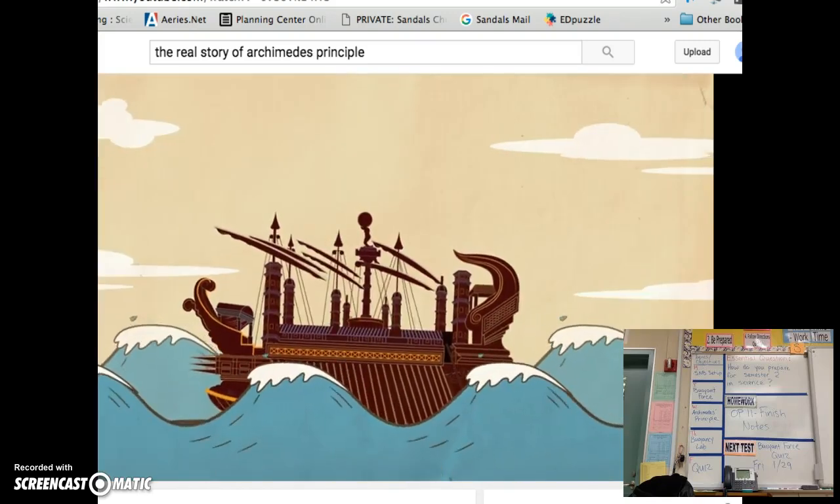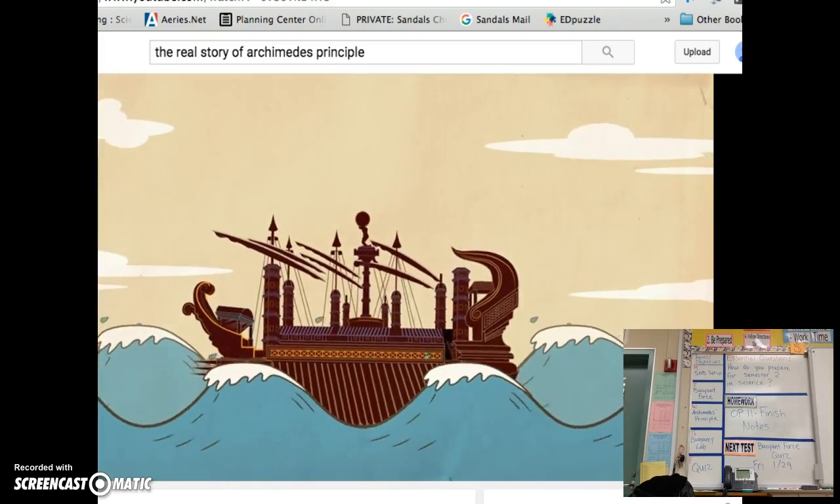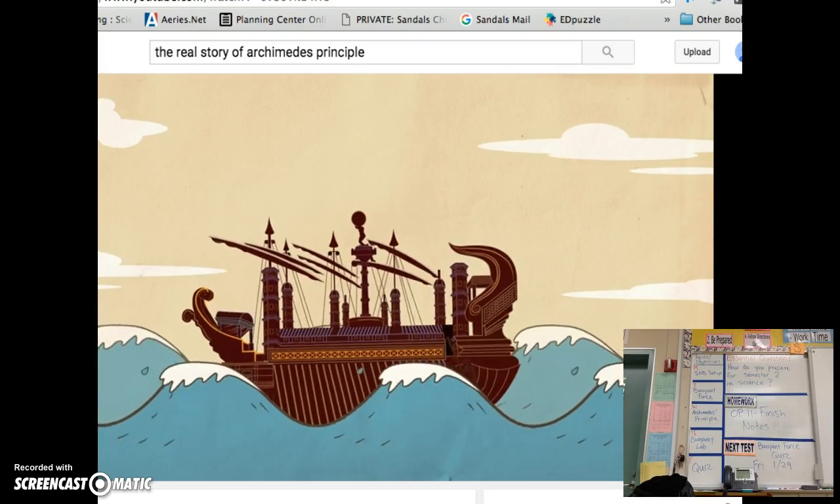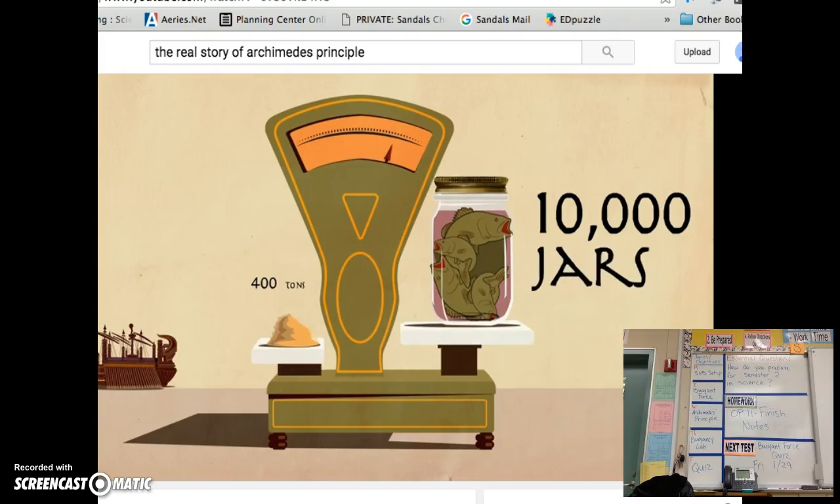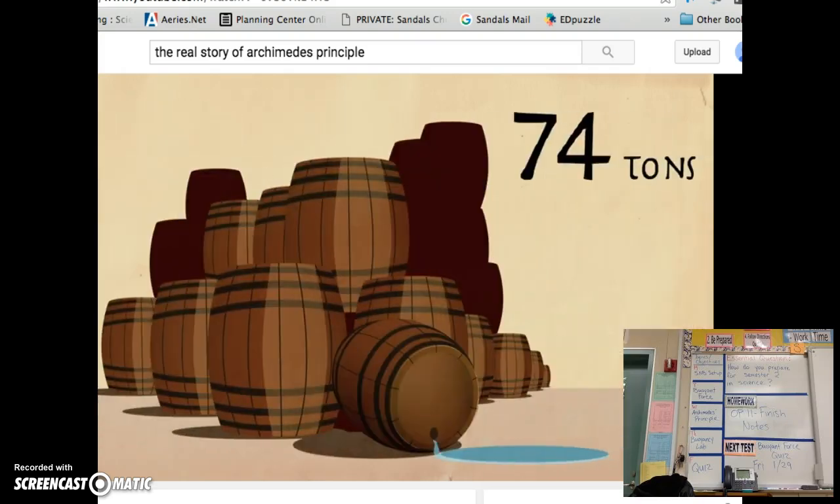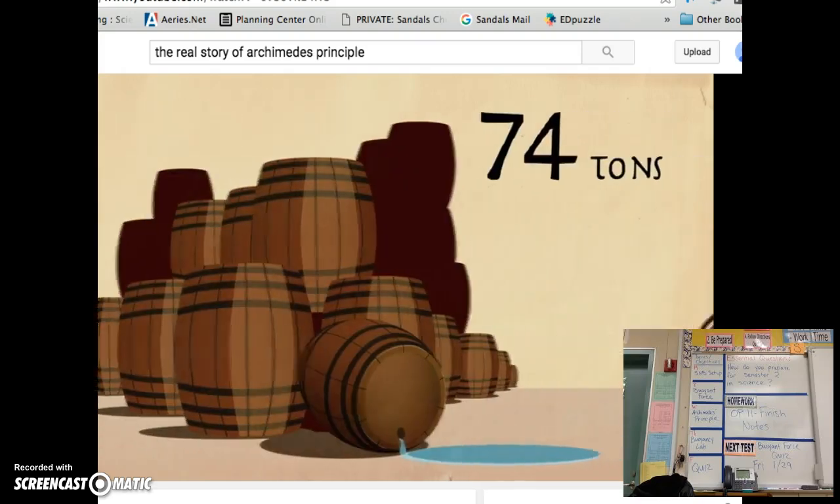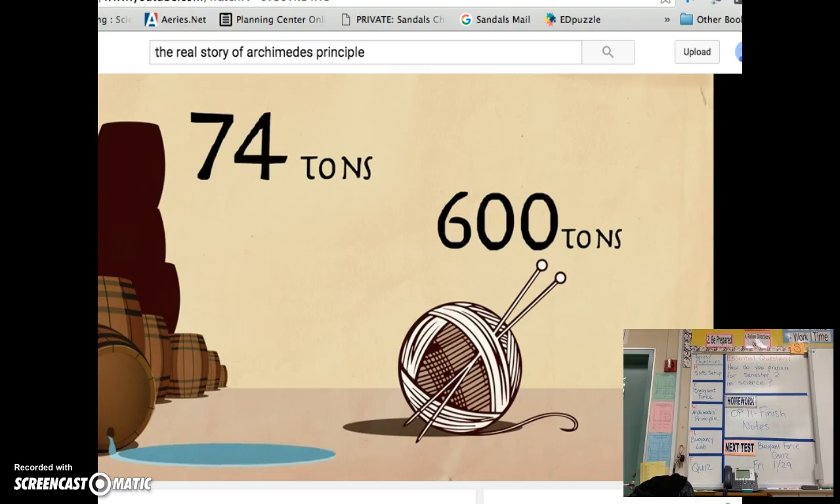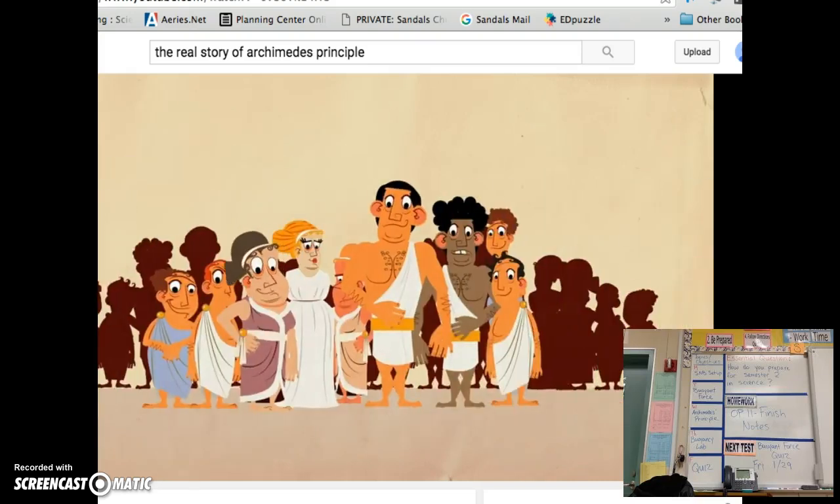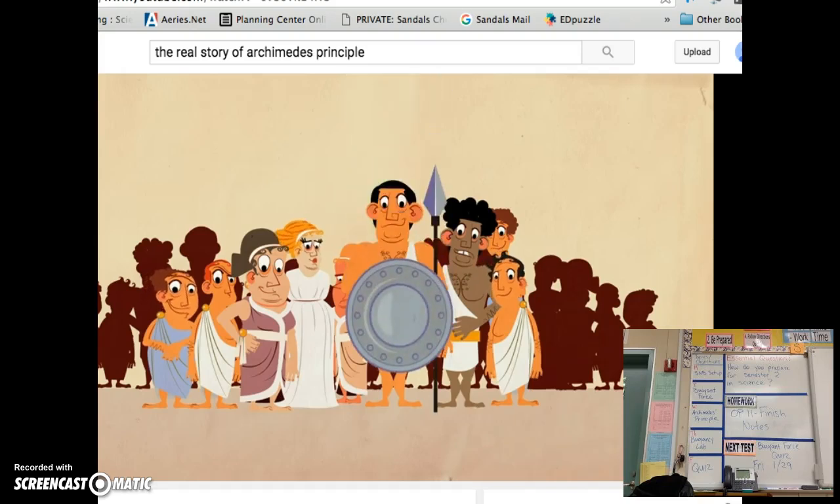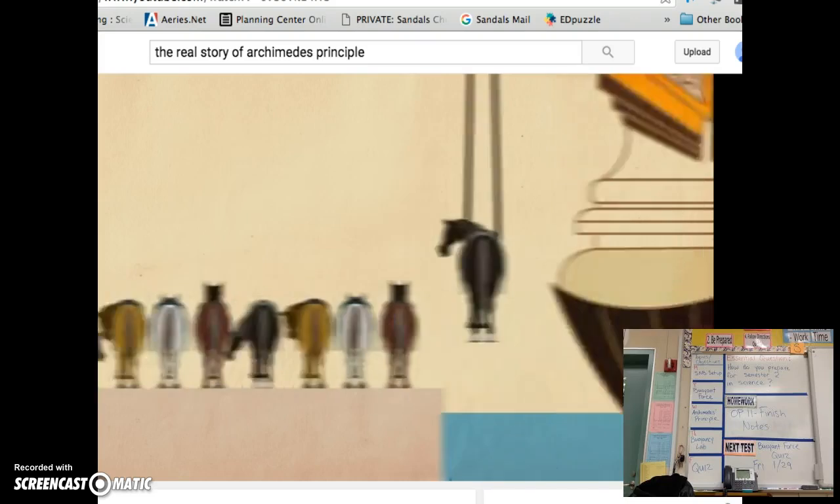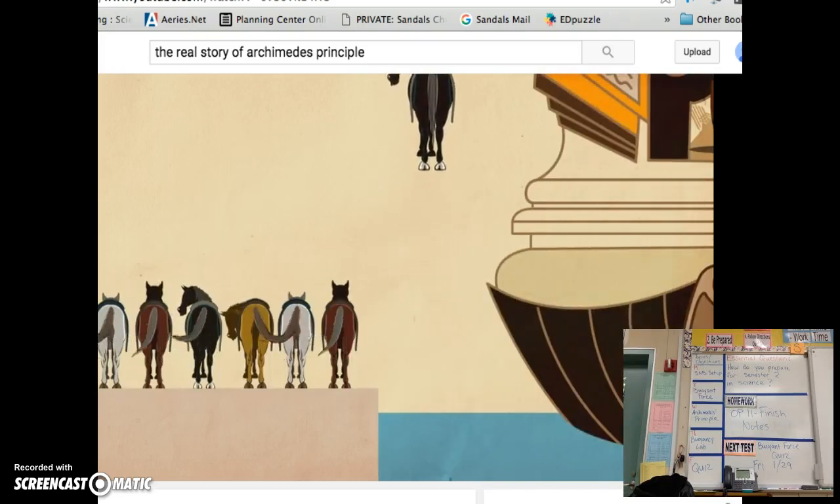And just to make things more difficult for Archimedes, Hieron intended to pack the vessel full of cargo. 400 tons of grain, 10,000 jars of pickled fish, 74 tons of drinking water, and 600 tons of wool. It would have carried well over 1,000 people on board, including 600 soldiers. And it housed 20 horses in separate stalls.